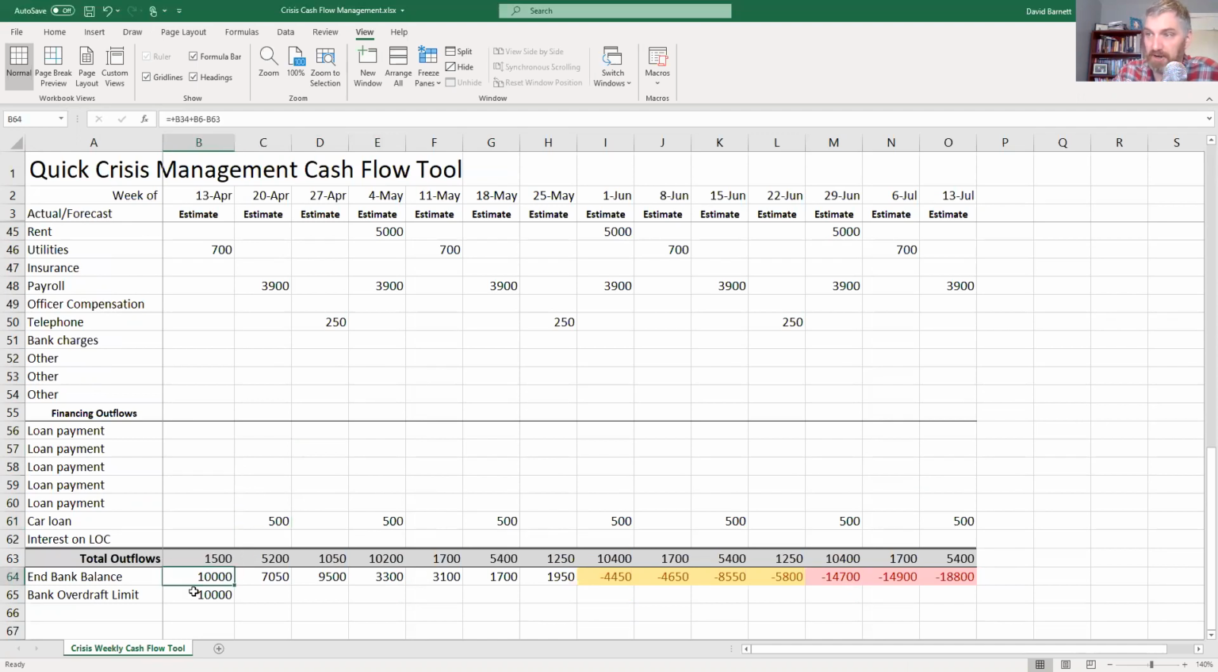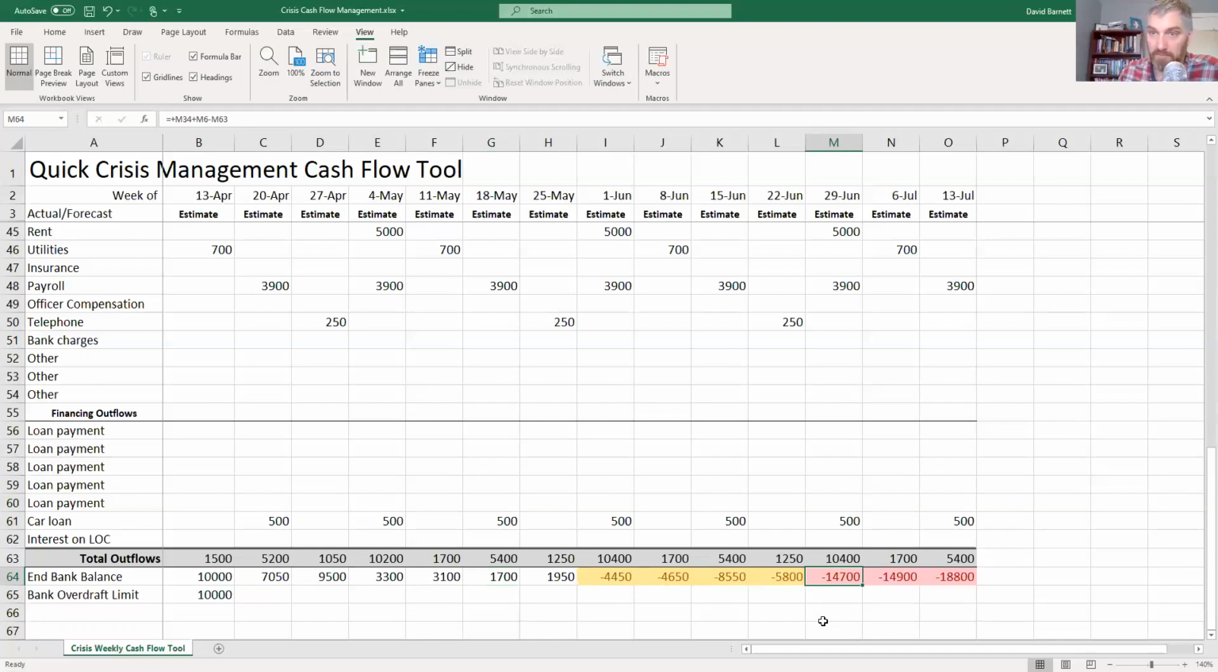And as you can see here, we have an ending bank balance. And I also have a line here for the bank overdraft. So this is the overdraft limit that you may have on your bank account right now. And the reason this is important is because you'll see here my ending bank balance, I've got them set up to be color coded. So the yellow ones are when we get below zero into the negatives, and the red ones is when we are forecasting to exceed our bank overdraft protection.